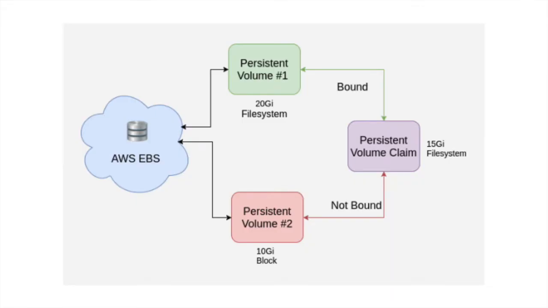For example, if the PVC is requesting 15 gigabytes and there are two PVs in the cluster, one with 20 gigabytes and the other with 10 gigabytes, the PVC will be bound to the PV with 20 gigabytes. In the example shown here, the PVC will be bound to the persistent volume 1 and not the persistent volume 2 because the PVC's resource request and the volume mode match the first volume only.